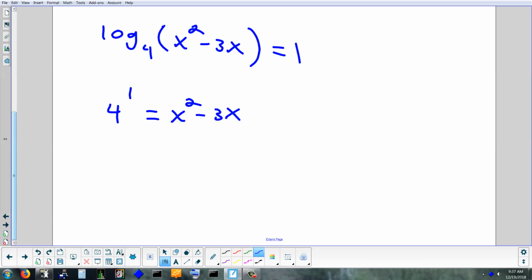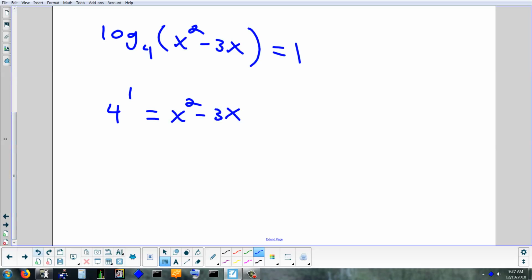But why would that equal 1? The 1 is right there. So your base, exponent, argument. And now from this point forward, it's just solving a quadratic equation. Either factor it or use the quadratic formula.